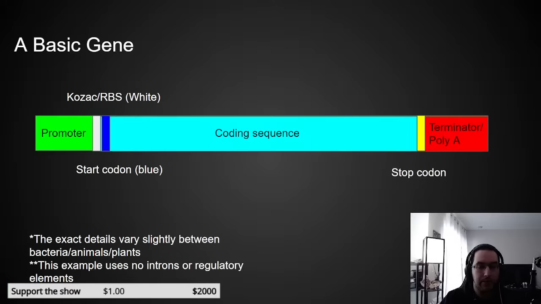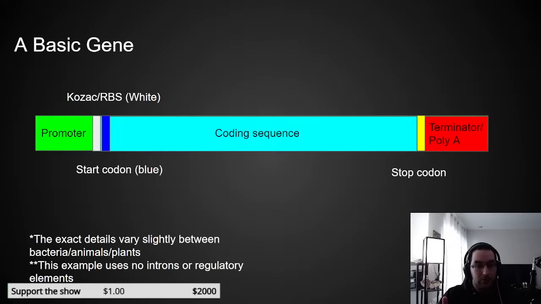So the start codon is, and we'll talk about codons in a second, it's basically the point where the protein sequence starts, right? So at the end of the day, this DNA is coding for a protein, and you've got to have a point where that starts. And it's almost always the same codon. In this case, it's almost always A, T, and G, and I'll show you that in a second. But A, T, G, that's the start codon. Then from the start codon, you'll have a long sequence of codons that codes for protein.